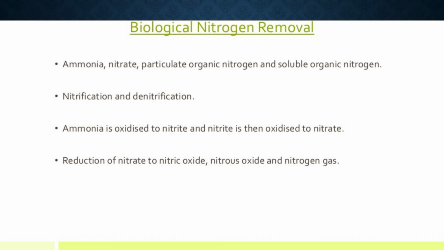Now biological nitrogen removal. Ammonia, nitrate, particulate organic nitrogen and soluble organic nitrogen are present in the wastewaters. And the process is nitrification and denitrification. Ammonia is oxidized to nitrite and nitrite is then oxidized to nitrate. Then there is reduction of nitrate to nitric oxide, nitrous oxide and nitrogen gas.